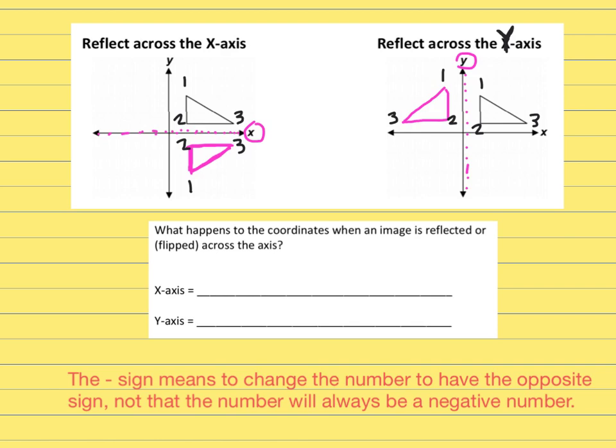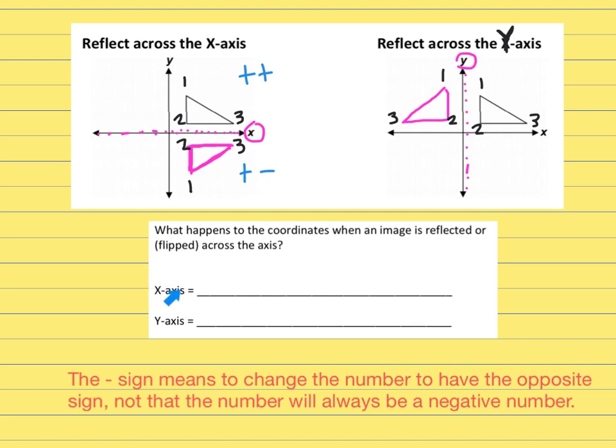Okay? Now, on the bottom, it is saying what happens to the coordinates when the image is reflected or flipped across the axis. So if you noticed, if you remember this top is positive, positive. Then underneath it, this is positive, negative. Okay, when I compare these, the first number is positive and the first number is positive. That means my x value stayed the same. But my y value was positive, and now in this grouping, it's going to be negative.